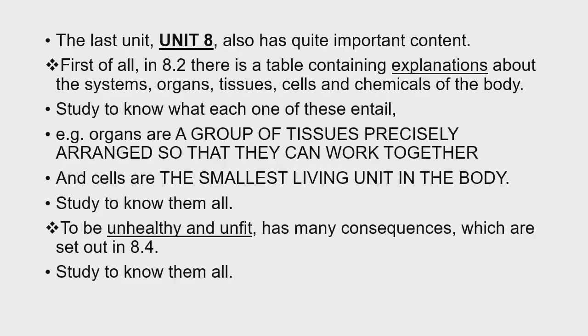The last unit, Unit 8, also has quite important content. First of all, in 8.2, there is a table containing explanations about the systems, organs, tissues, cells and chemicals of the body. Study to know what each one of these entails. For example, organs are a group of tissues precisely arranged so that they can work together. And cells are the smallest living unit in the body. Study to know them all.